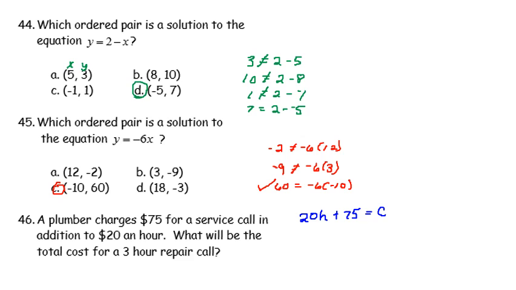And now it says, what is the total cost for 3 hours? So we're going to plug in 3 there, 20 times 3, and then plus the 75. And that's going to give us our total cost. So that's 60 plus 75, and that's 135. Equals your total cost. So that's how much, $135 for 46.